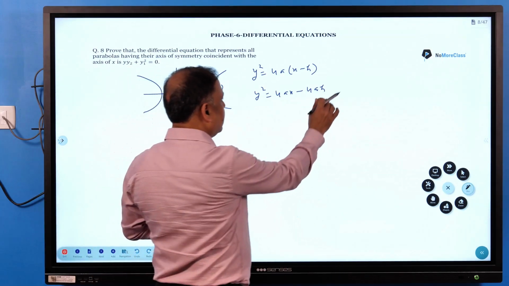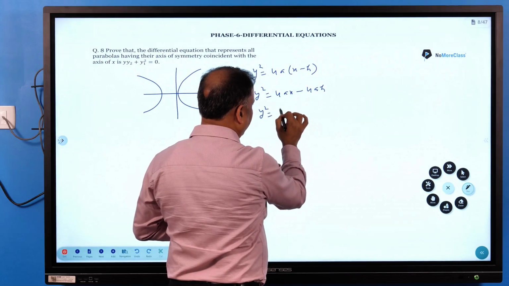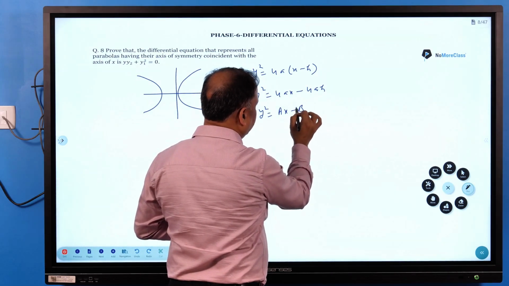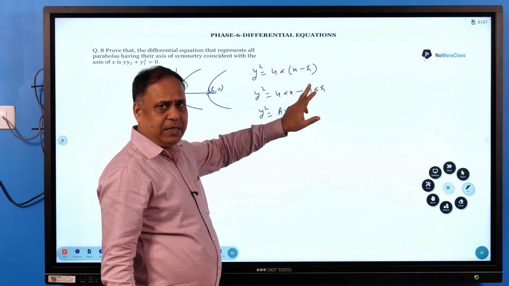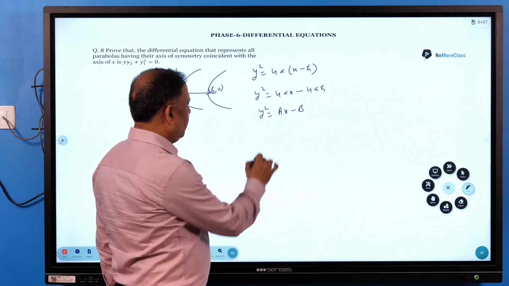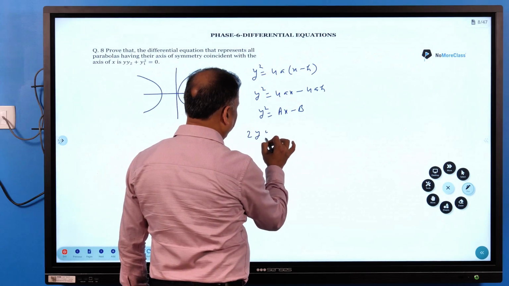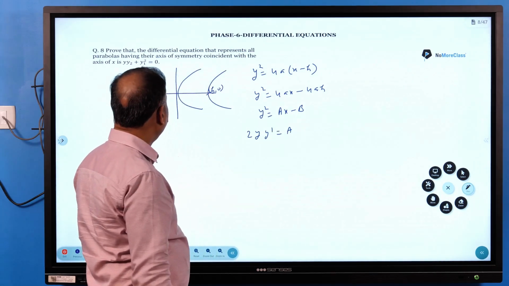So definitely this constant also you can represent by y square is equal to 4a, you can write ax minus b. In this form you can write. This is some constant, h is multiplied with a, and this 4a is also some constant. So now 2yy dash is equal to 4a. We have to differentiate 2 times.